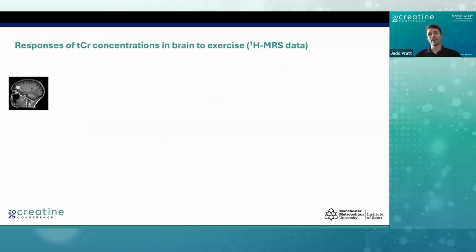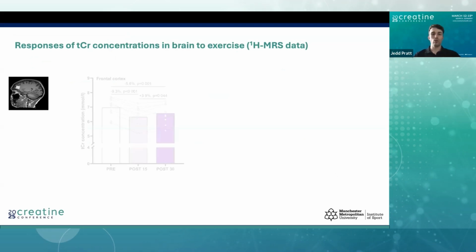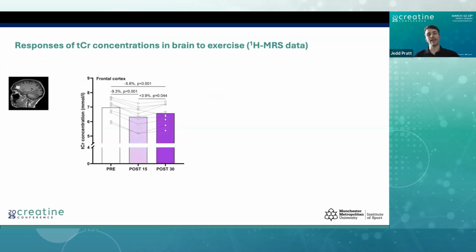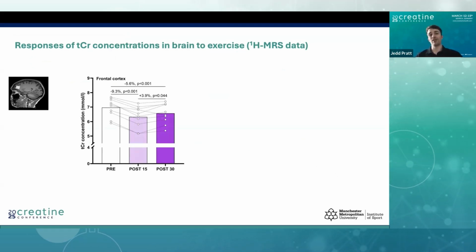So what did we find then? Firstly, let's look at our single voxel spectroscopy and let's look at our frontal cortex. With this, we found that at the post 15 mark, exercise had an acute effect and it was acutely reducing brain creatine.